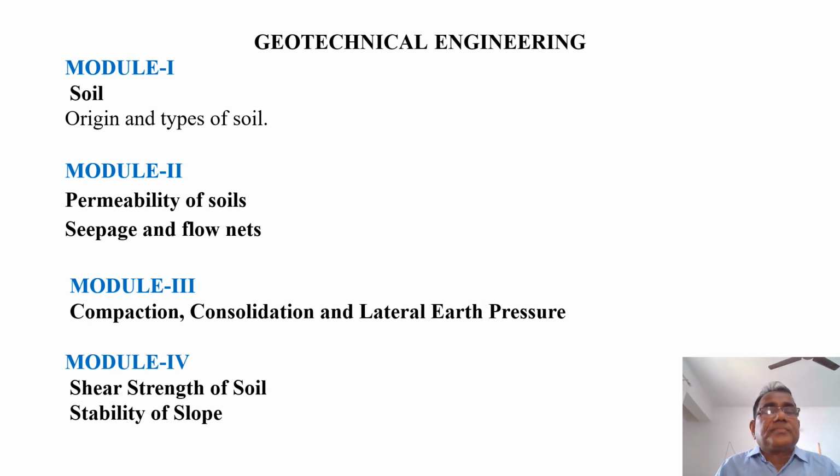Module 2 consists of two chapters. The first one is permeability and the second is seepage and flow nets. Permeability we can define as the property of a porous material which permits or allows passage or flow of water through its interconnecting voids. So how can we determine the permeability in the laboratory and the field? Permeability of the soil is also required depending upon the situation, whether the soil should be impermeable or permeable. It depends upon our requirements.